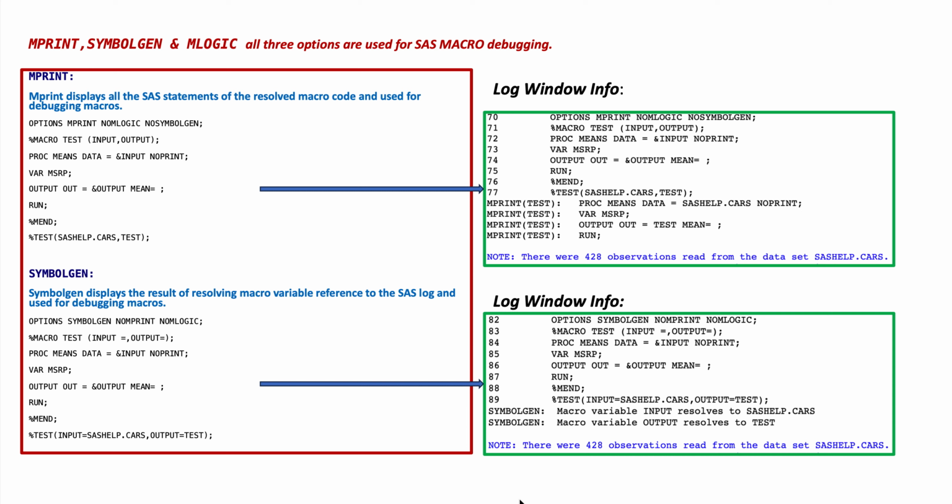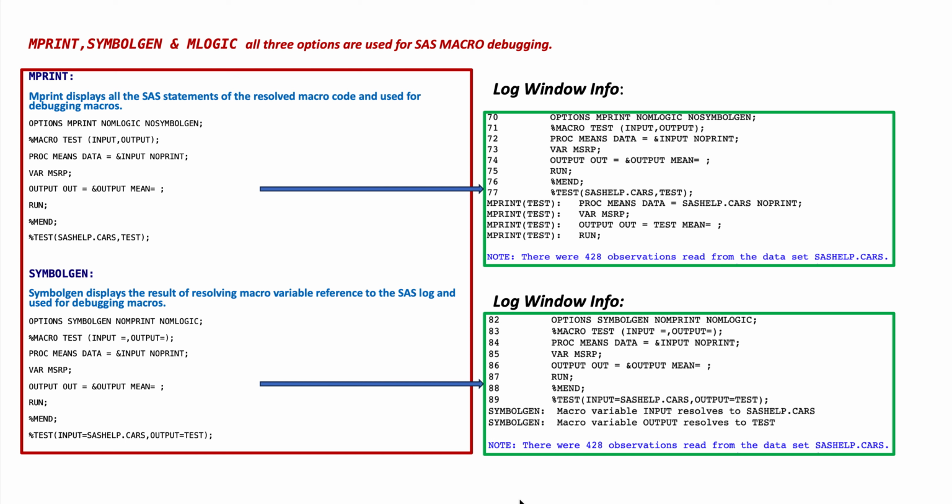MPRINT, SYMBOLGEN and MLOGIC, all three options are used for SAS macro debugging. In this video, I am going to explain MPRINT, SYMBOLGEN and MLOGIC separately. At the end of this video, we can identify what the differences between them are.